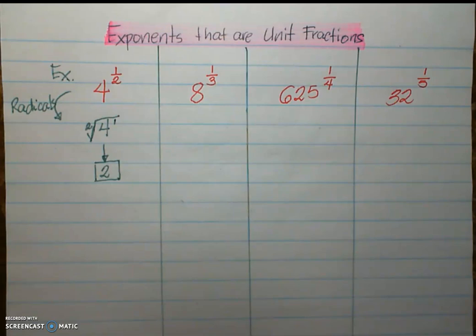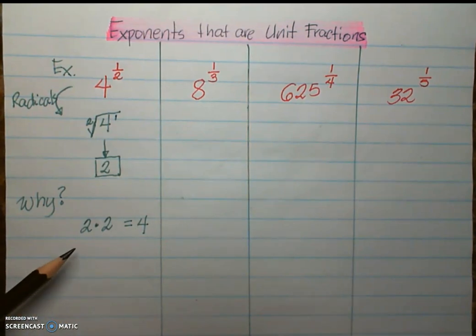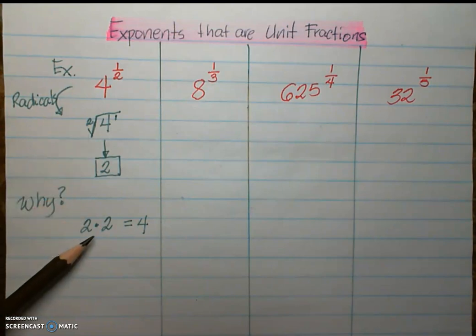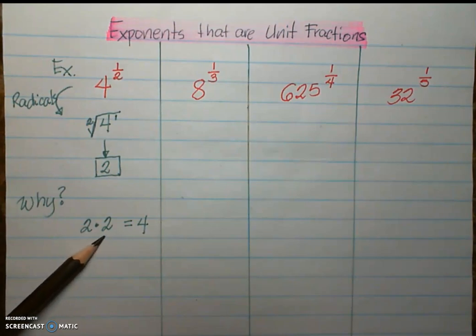It's a 2. Now why? Because 2 times 2 is 4. So what I want you to do right now is to see the relationship of these factors to the index. You're looking for a number that, if you multiply or use as a factor twice, will be a 4. And that is 2. So therefore the answer here is 2.